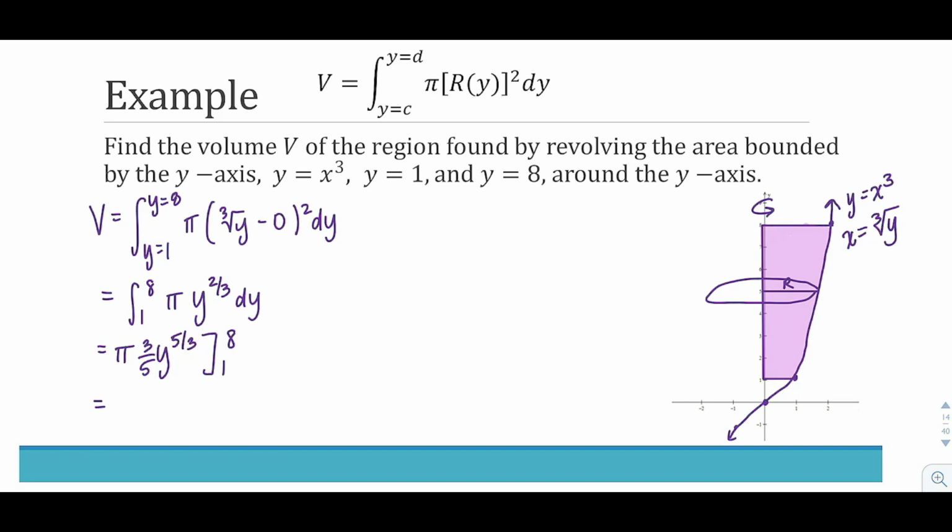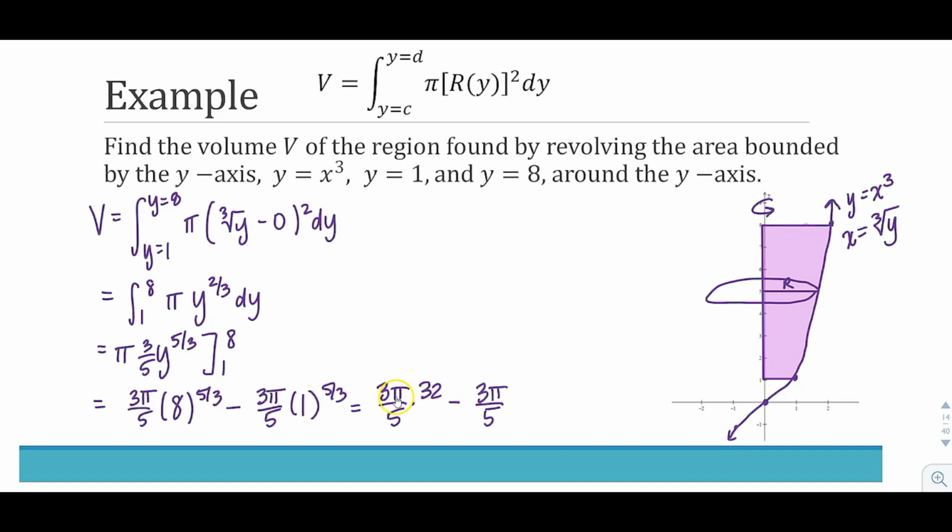So we'll go ahead and substitute in 8 first. So I'm going to have 3π/5 times 8^(5/3) minus 3π/5 times 1^(5/3). And so evaluating 8^(5/3), that's the cube root of 8, which is 2. 2 to the 5th is 32. So 8^(5/3) is 32. So we're looking at 3π/5 times 32 minus just 3π/5, because 1 to any real number is just 1.